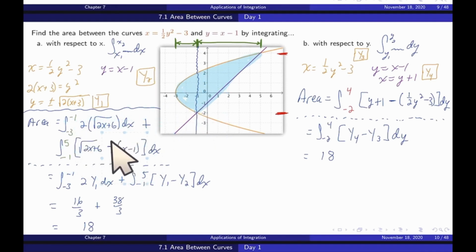Anyway, again, using your calculator to evaluate those 2 things, I labeled for my own benefit. I said that y1 is this, y2 is that, and then my 2 areas that get added are 2 y1s from -3 to -1, and then y1 minus y2 from -1 to 5. Get the 2 answers, add them together, total area is 18.